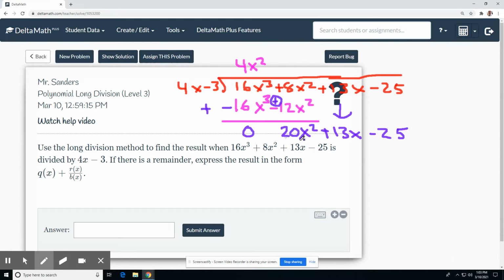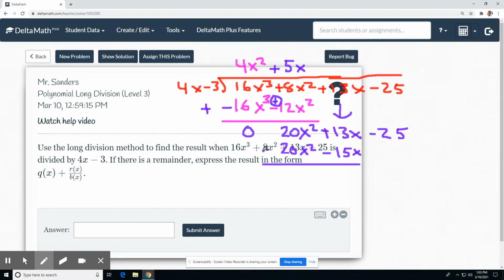So now this is the number that we're looking at. 4 goes into 20 5 times, and plus or minus depends on what this number is. So it goes into it a positive 5 times. X goes into x squared x times, or x times x makes x squared. Then you multiply this back through by these numbers. 5x times 4x is 20x squared. 5x times negative 3 is negative 15x.